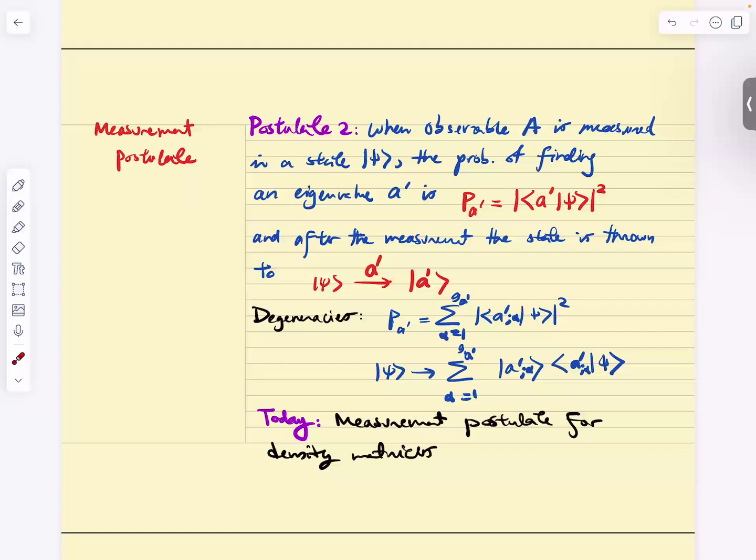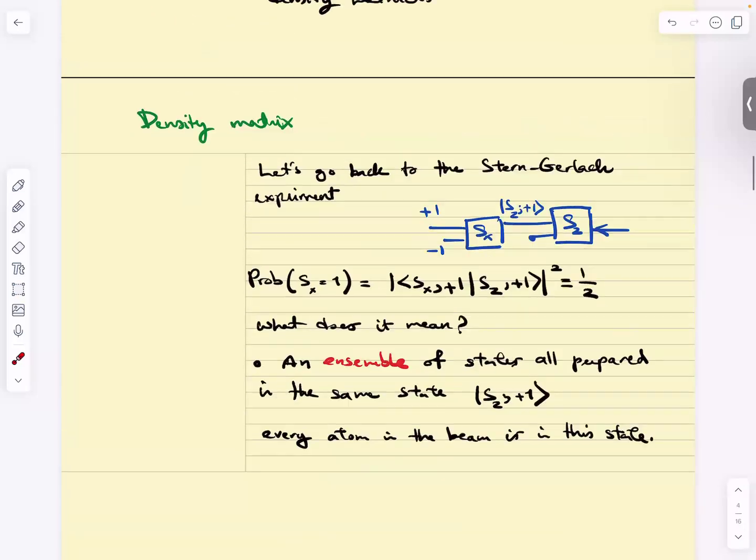So by now, density matrix should be synonymous with a state in quantum mechanics, right? A density matrix or density operator. The terminology is, they mean the same thing. Good? All right. So let's motivate the density matrix. Let's motivate why we need to go beyond kets.